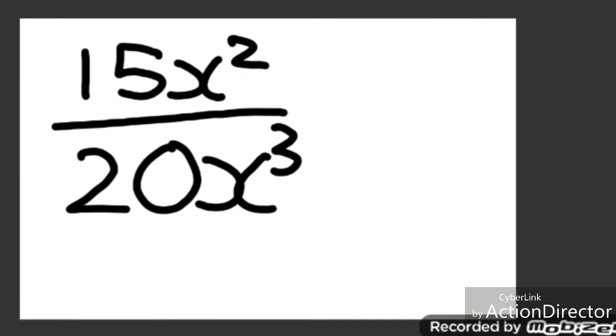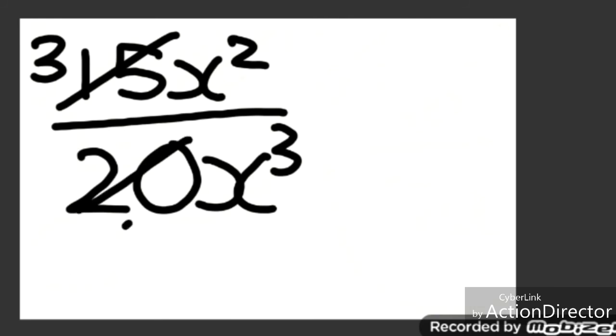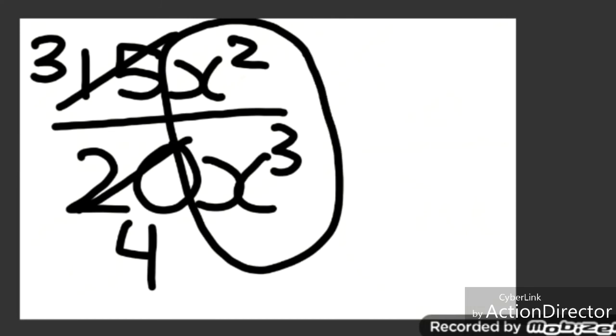You don't really know all the answers from the start, you have to keep working it out. So I know that 15 and 20 both go in the 5 times table. 5 times 3 equals 15, and 5 times 4 equals 20. And then we have x squared and x cubed. So what we do for this is we cross out the 2 because it turns into a normal x, because 2 turns into 1, and then x to the power of 1 is actually x. And then x cubed would turn into squared.